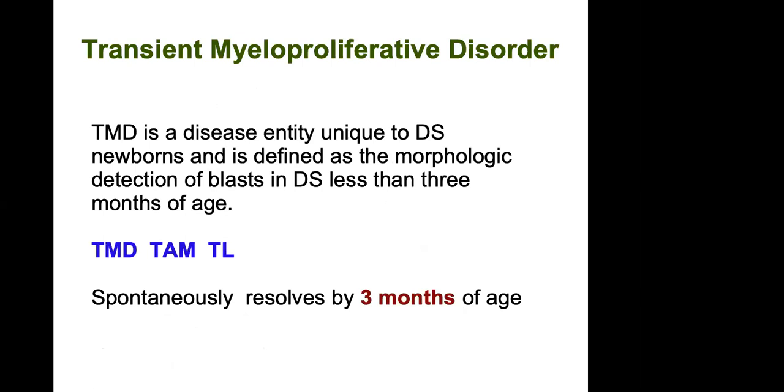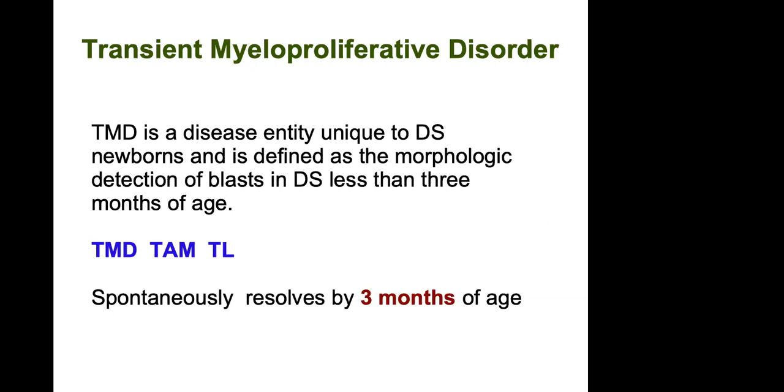First, let's come to the details of transient myeloproliferative disorder. TMD is a disease entity unique to Down syndrome and is defined as morphologic detection of blasts in a Down syndrome patient less than 3 months of age. As I said, it has three names: transient myeloproliferative disorder, TAM, transient abnormal myelopoiesis, and transient leukemia.